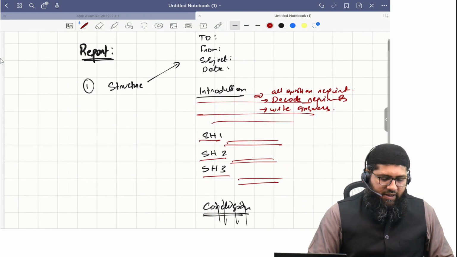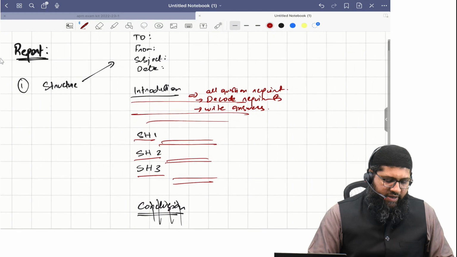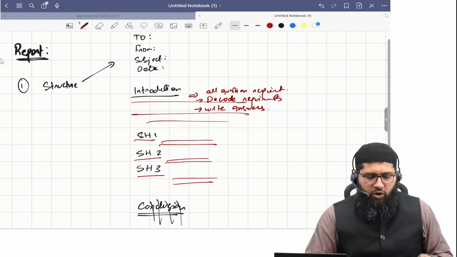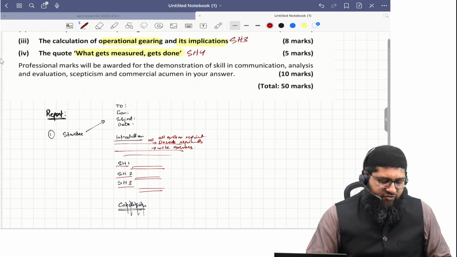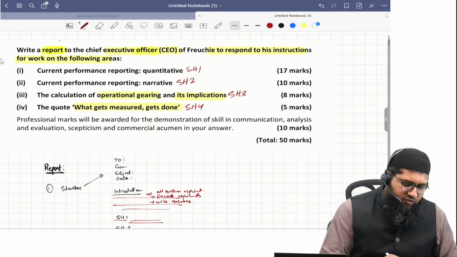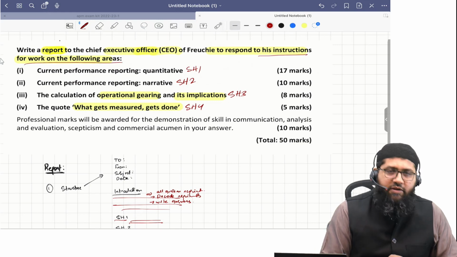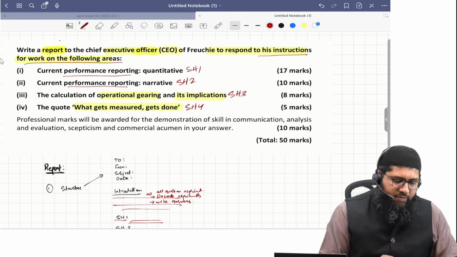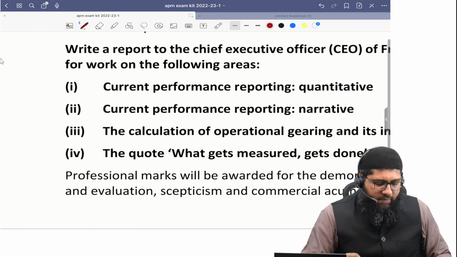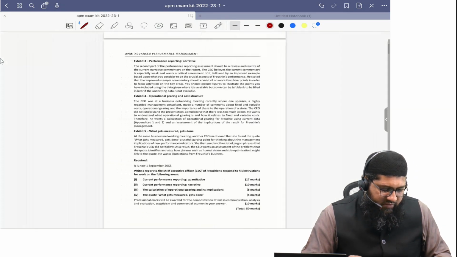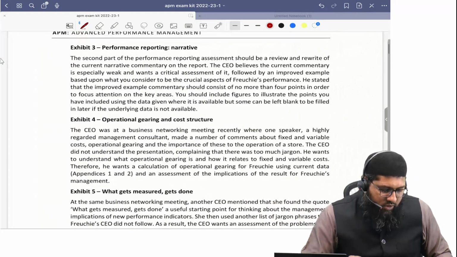Now let's move further. I've actually told you that the report would mean that you would have to create a structure. Next, write a report to respond to his instructions for work on the following areas: current performance reporting, quantitative, current performance reporting, narrative. I'll just go back to the question's requirement and see what he is actually asking for.